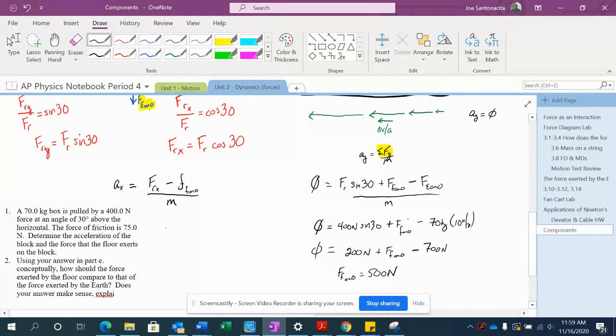All right, so in the x direction, I should have put cosine here. So this should be ax is equal to the force of the rope times cosine of 30 minus friction of the floor on the object divided by the mass. So we are left with 400 times 0.866 minus 75 newtons, all divided by 70 kilograms.